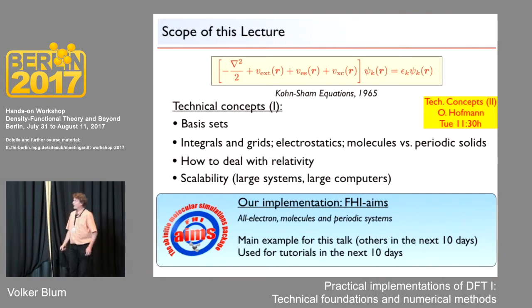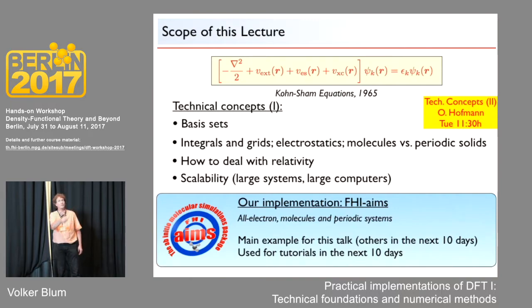Anyway, these are the Kohn-Sham equations in a nutshell. There will be a lot more about this, including about the self-consistency loop tomorrow. I won't say very much about it, but we need to solve them somehow, and for this we need some technical concepts. And the most important technical concept in our field is how do we discretize these equations. So I'll speak about basis sets a little bit.